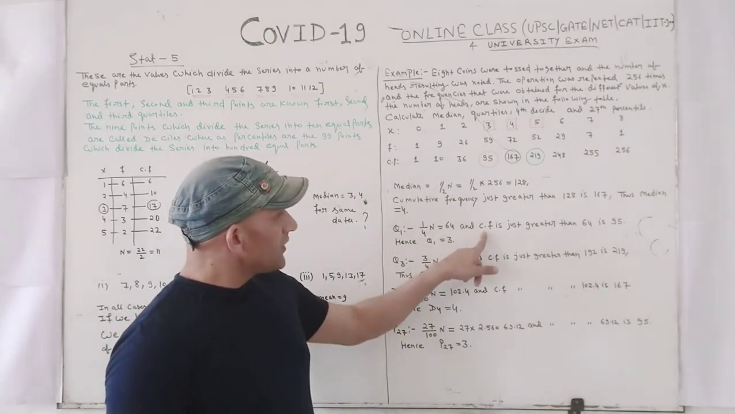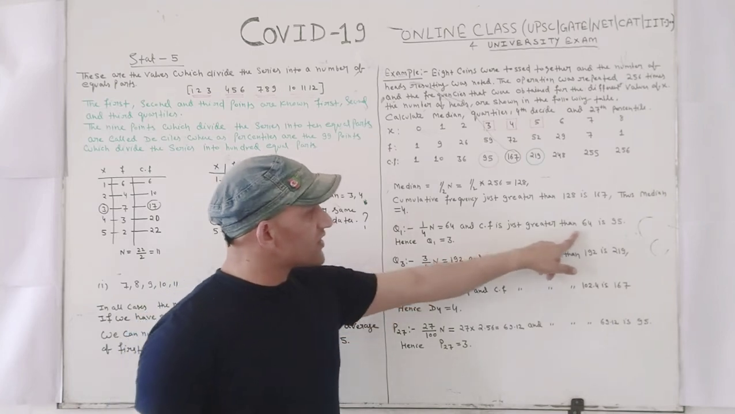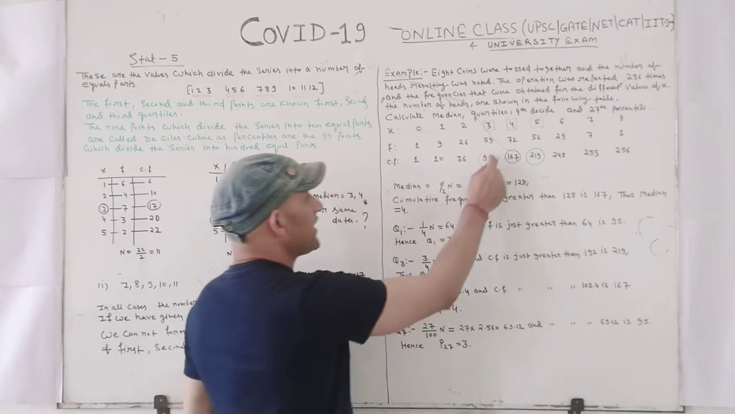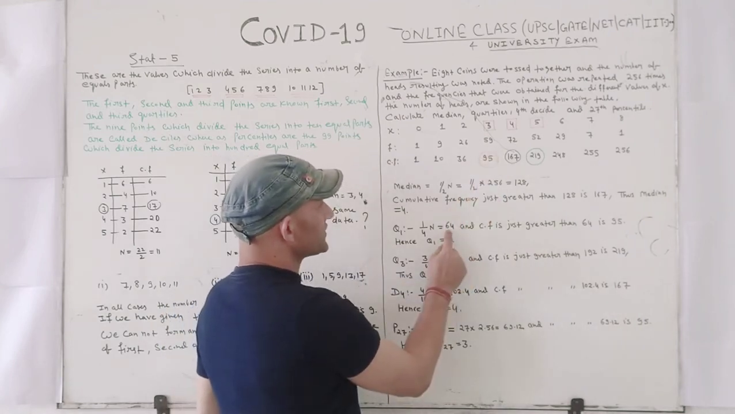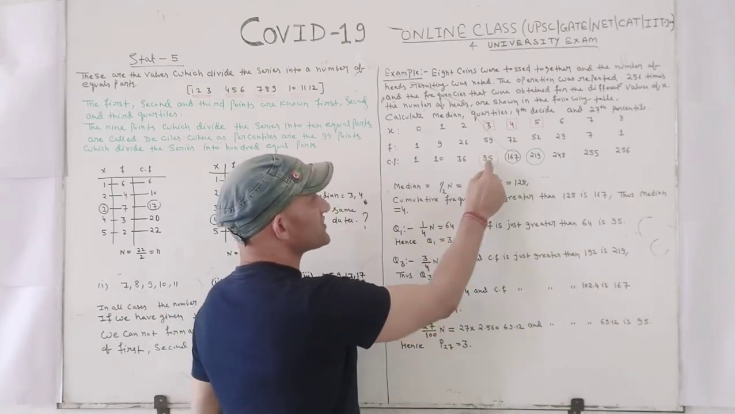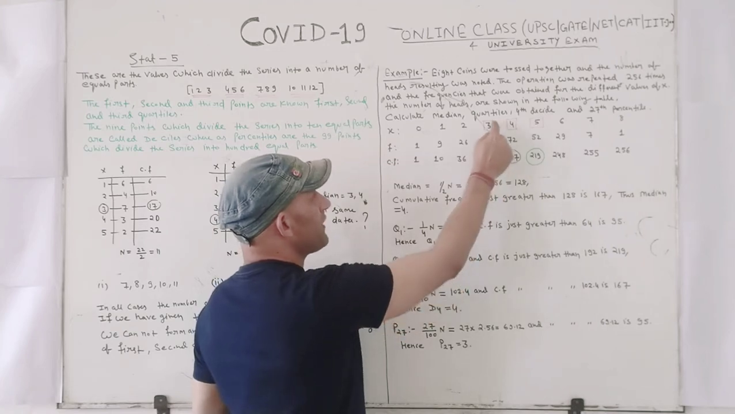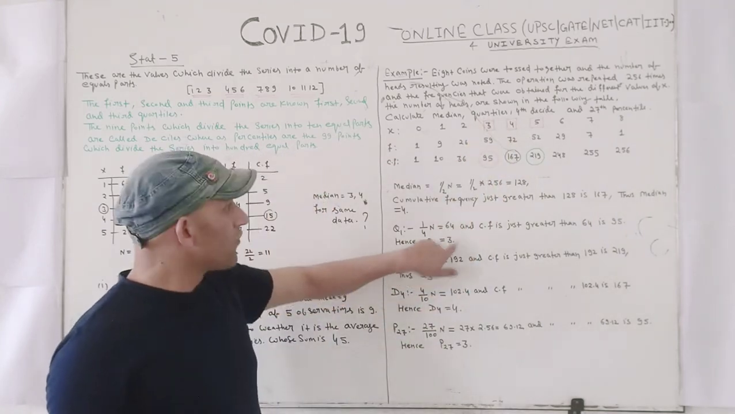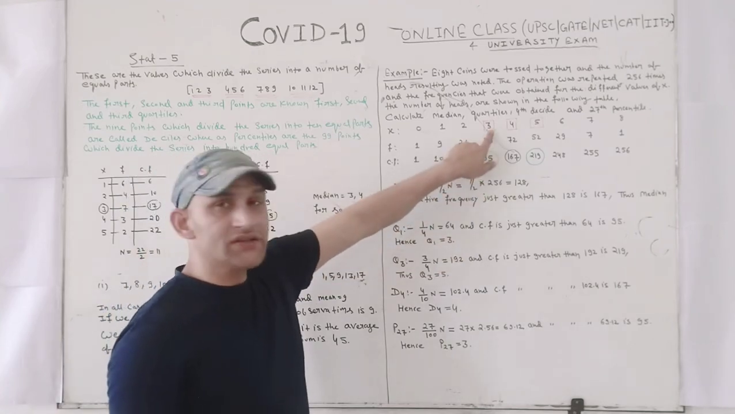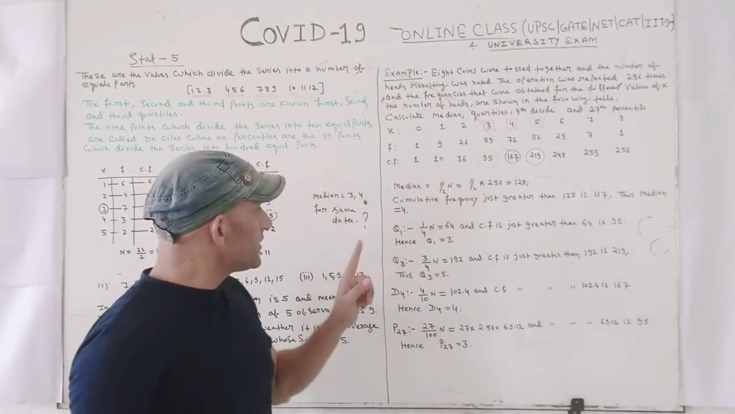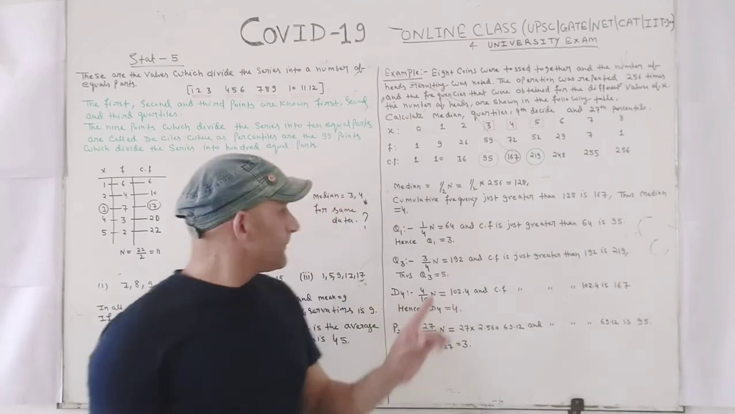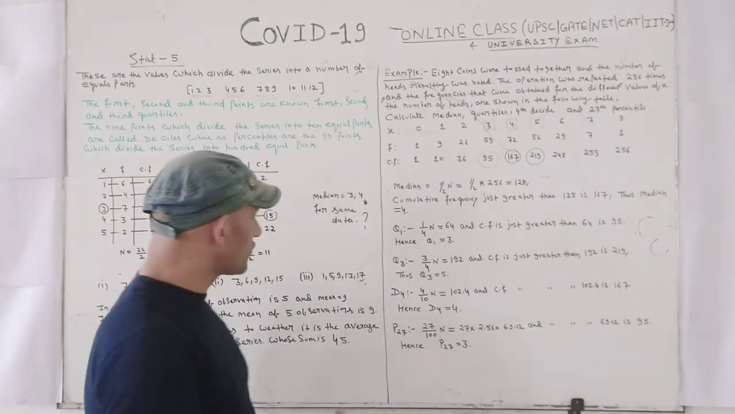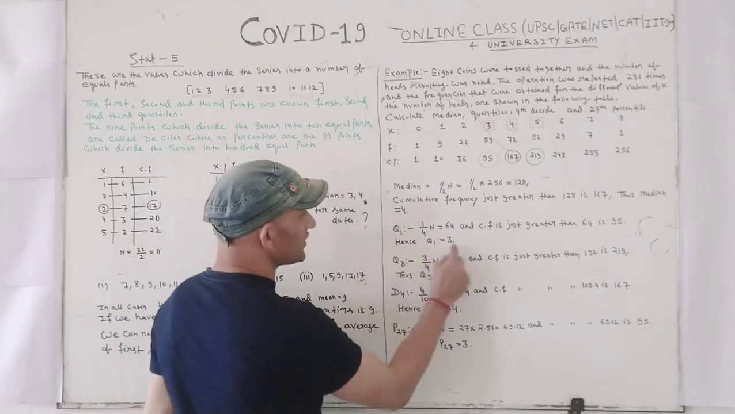Again, the cumulative frequency just greater than 64 is 95. So for 95, your Q1 is 3. That is the way to find your Q1. Similarly, you can find Q2 and Q3. Hence Q1 is equal to 3.